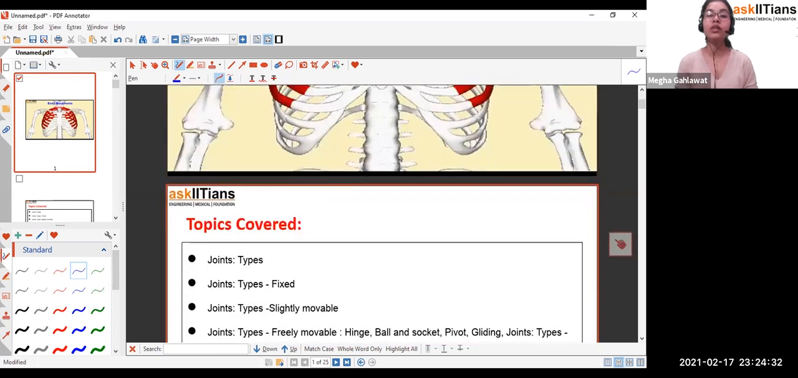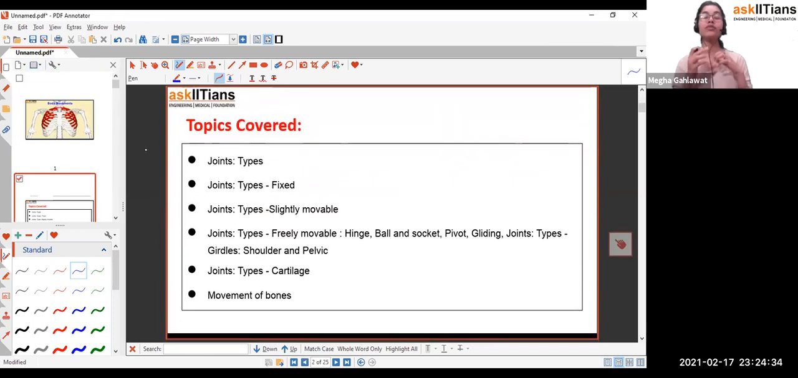In today's session, we'll be talking about the different types of joints present in the human body, which are the fixed or immovable, slightly movable, and freely movable joints. Cartilages also will be discussed, and different types of movement of bones as well. So, stay tuned for this one.